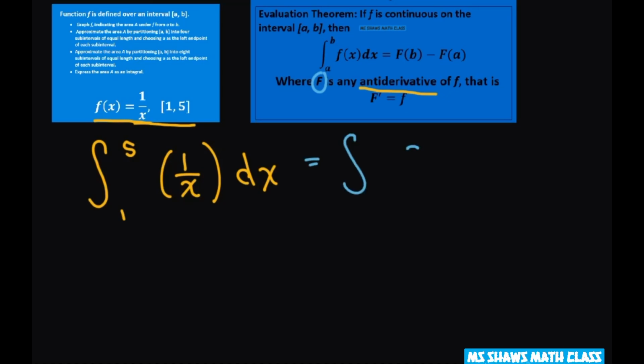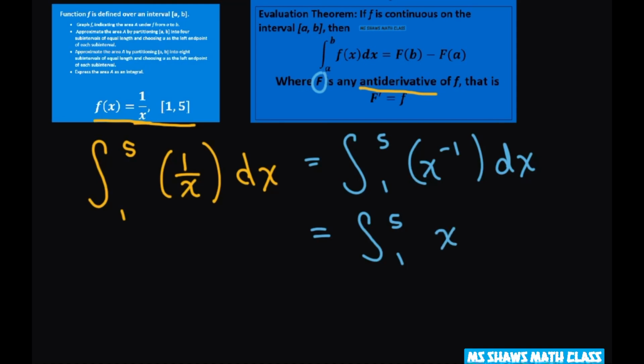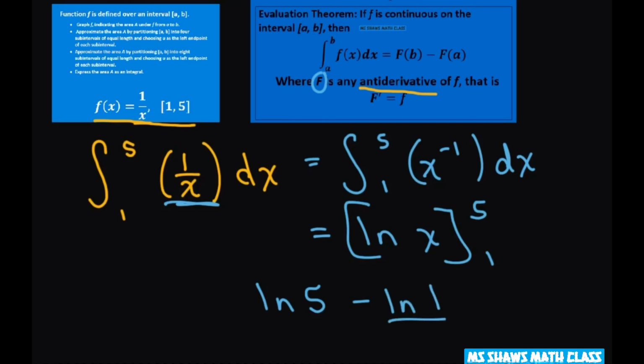Let's rewrite this as the integral from 1 to 5 of x to the -1 dx. If you add 1 to the exponent, the antiderivative is basically ln of x, and you're evaluating that from 1 to 5. So this is going to be ln of 5 minus ln of 1. Ln of 1 is just 0, so we just have ln of 5. And that's your final answer. Thank you. Have a nice day. Bye-bye.